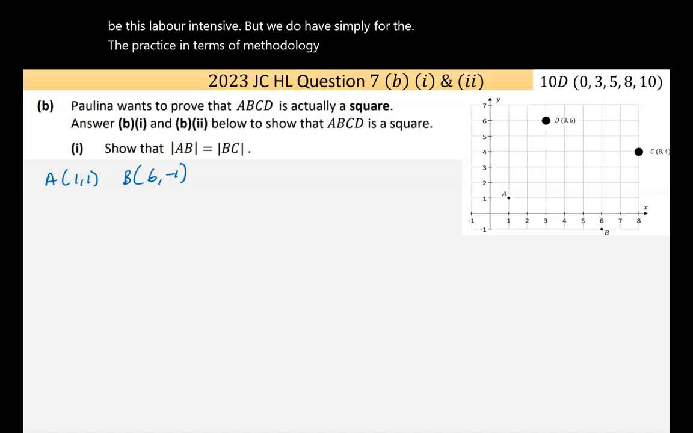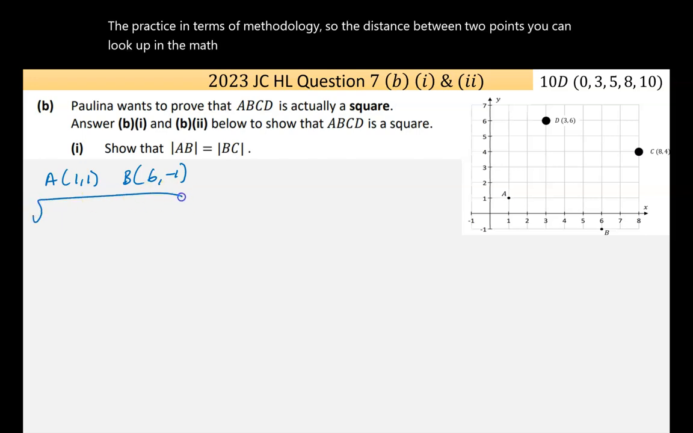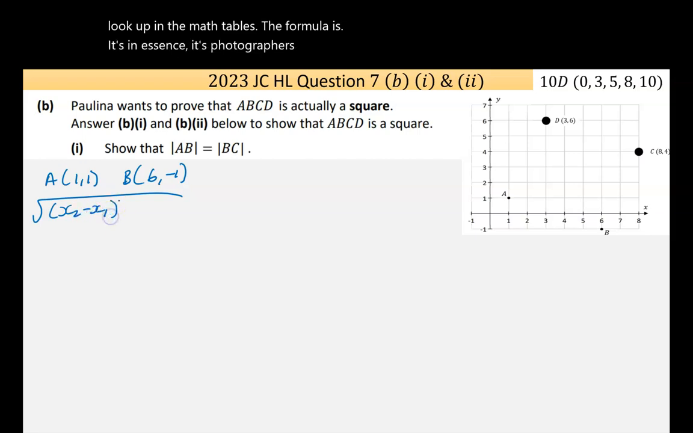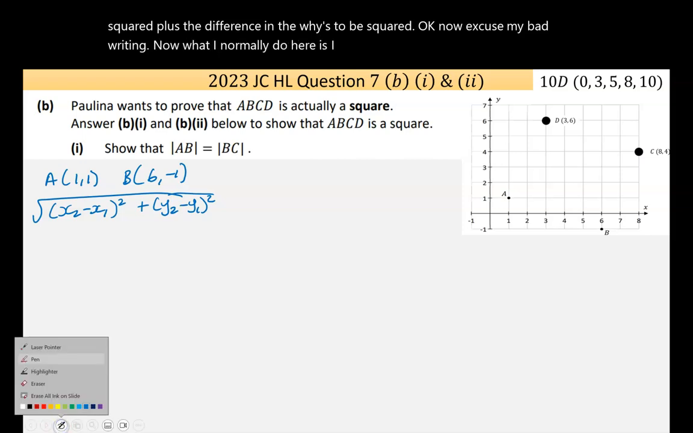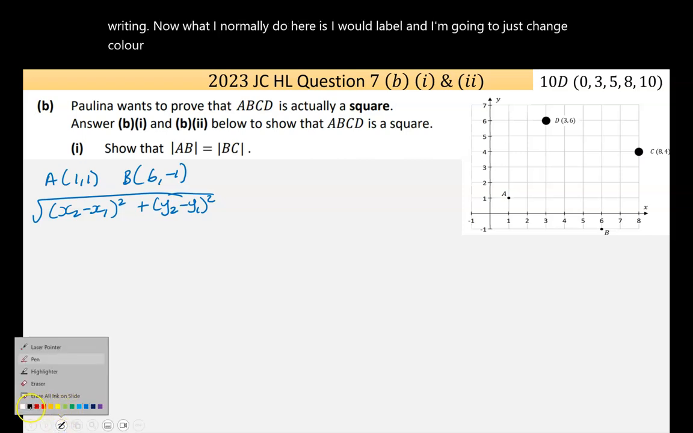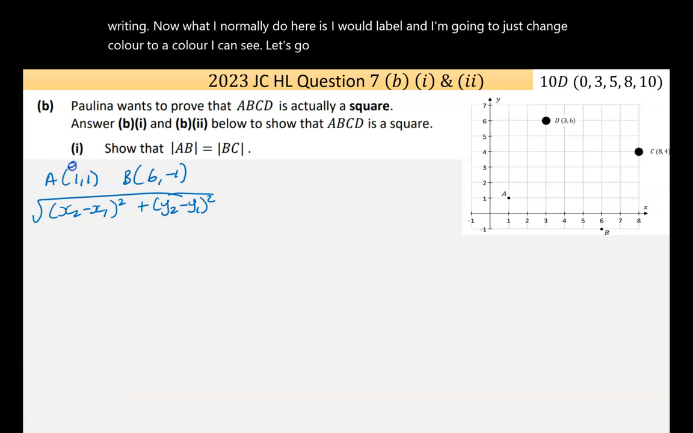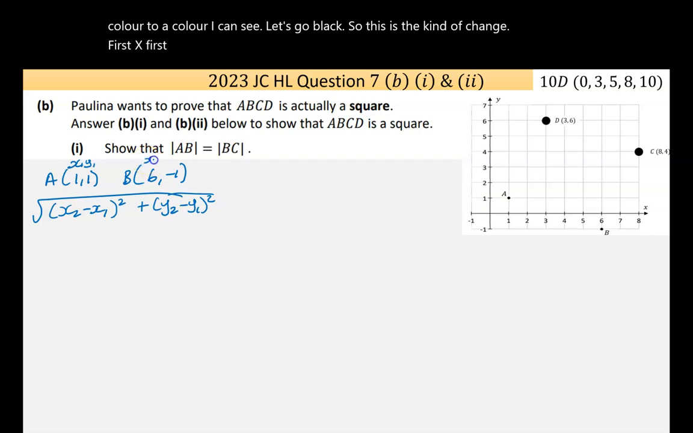So the distance between 2 points, you can look up in the maths tables. The formula is, in essence, Pythagoras' theorem. Okay, the difference in the x's squared plus the difference in the y's squared. Okay, now excuse my bad writing. Now, what I normally do here is I would label, and I'm going to just change color to a color I can see. Let's go black. So this is okay, I didn't change it. First X, first Y, second X, second Y.